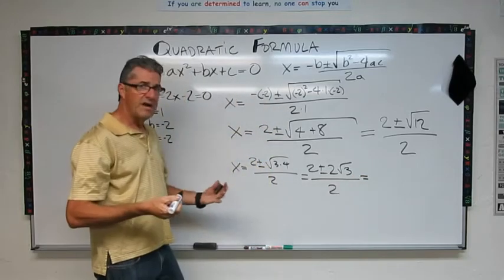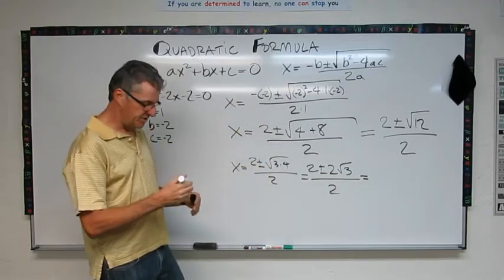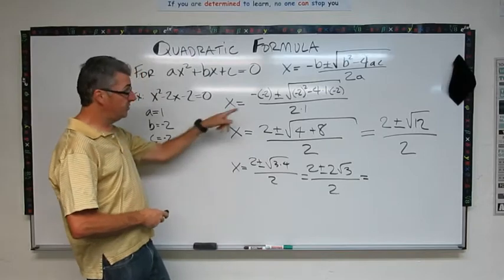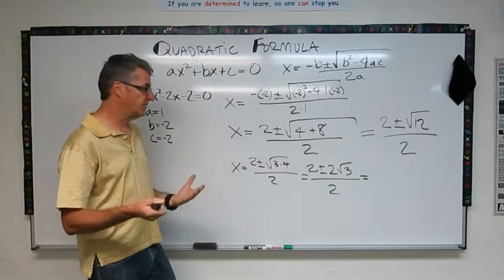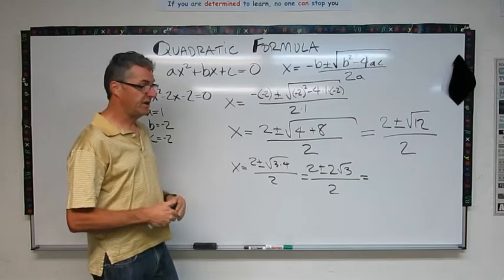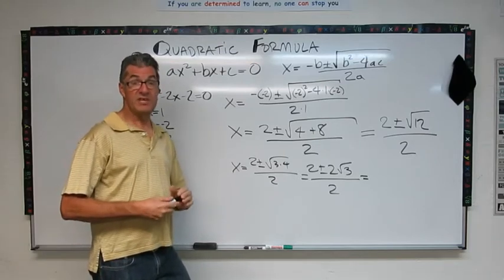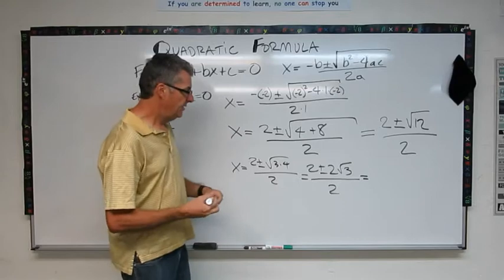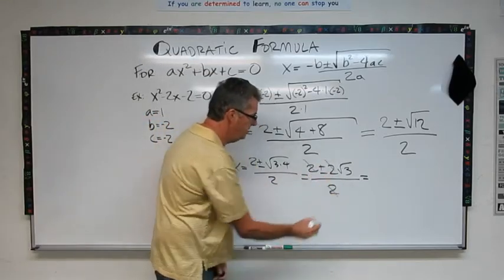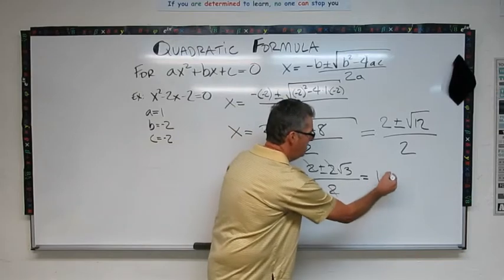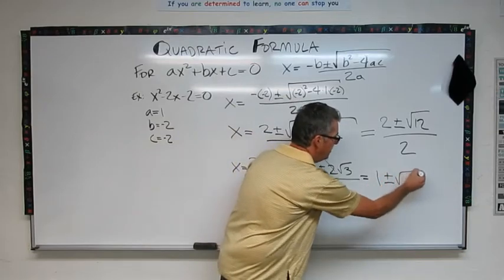Now these are what I call sort of ugly answers. Usually, when you do the quadratic formula, you don't get nice answers like x is 3 and negative 7. You just don't get those. A lot of times you have roots in your answers. Leave the roots in there, okay? So now I can do some canceling. I've got 2's everywhere. So this becomes 1 plus or minus root 3.